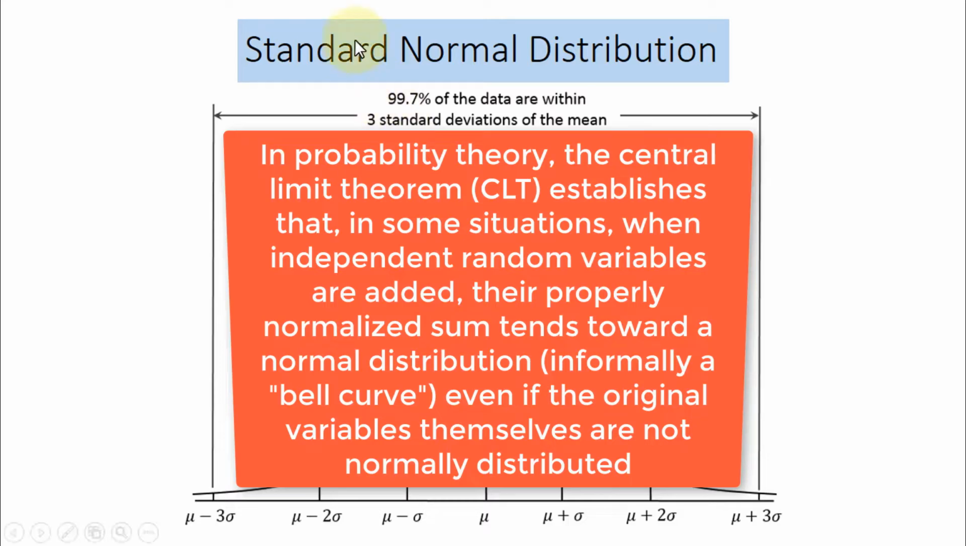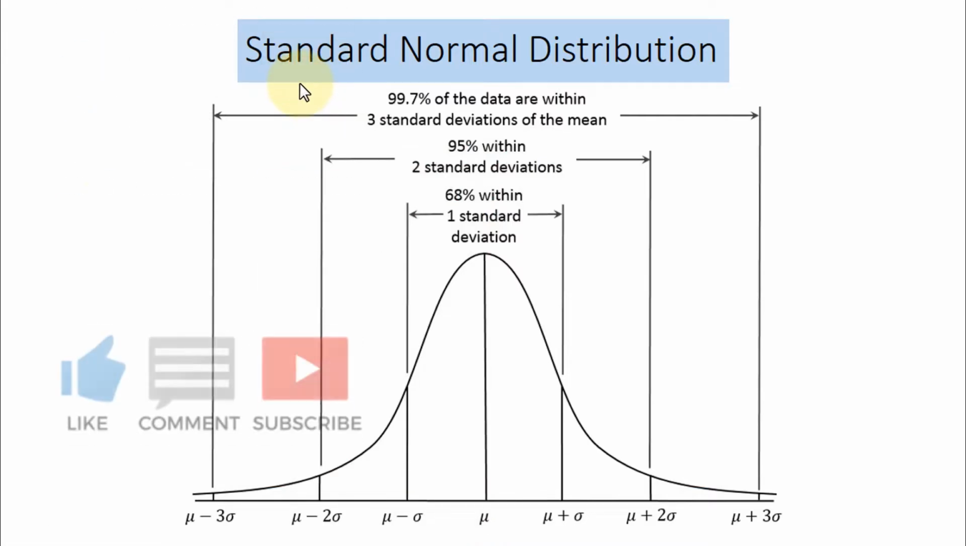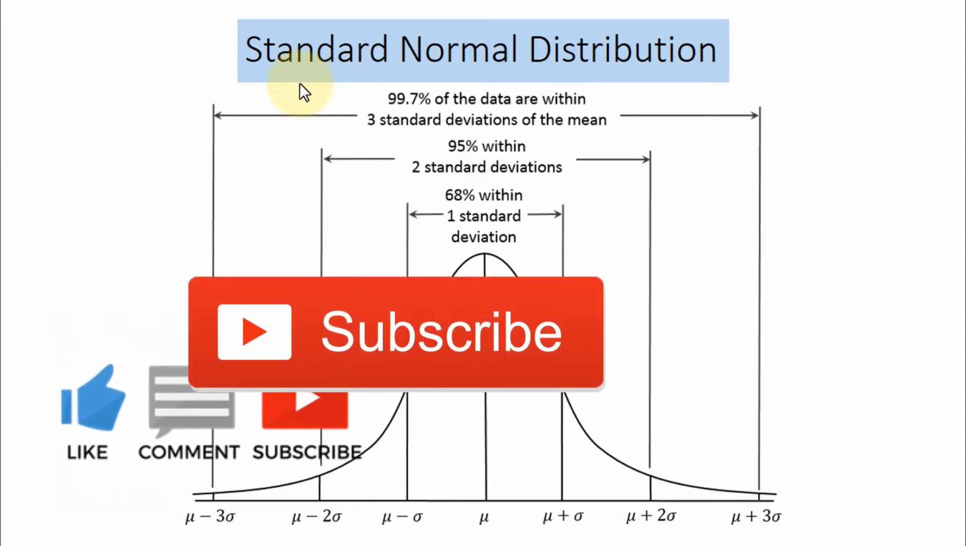And the word standard simply means where we actually use the mu and the standard deviation. That's why it's called the standard normal distribution. Otherwise, if you just see a bell-shaped curve, that's just a normal distribution. Okay, so just know that difference as well.